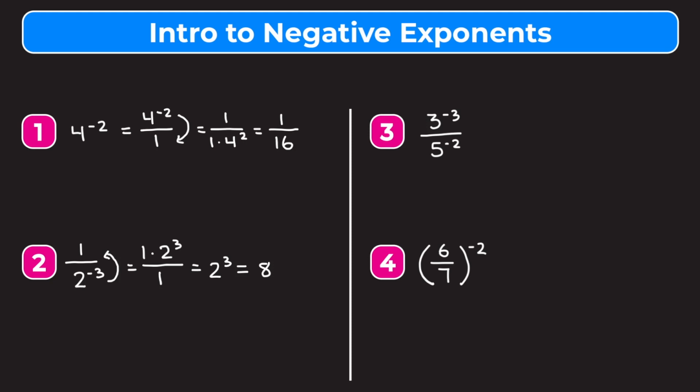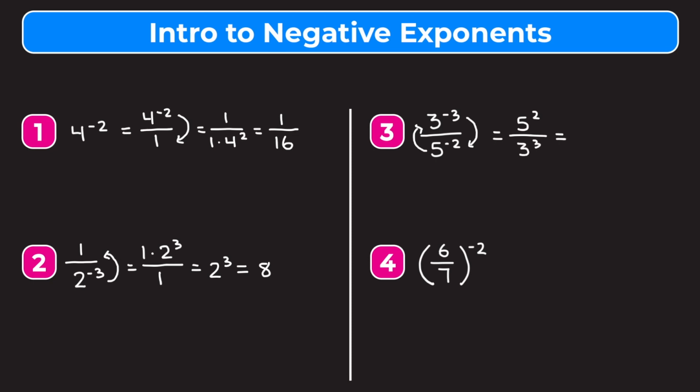Taking a look at example 3, this time we have 2 things being raised to negative exponents. So we have 3 to the negative third over 5 to the negative second. So in order to make the 3 to the negative third have a positive exponent, we need to bring it to the bottom of our fraction. In order to make the 5 to the negative second have a positive exponent, we need to bring it to the top. So now on the top, we're going to have 5 to the positive second. On the bottom, we're going to have 3 to the positive third.